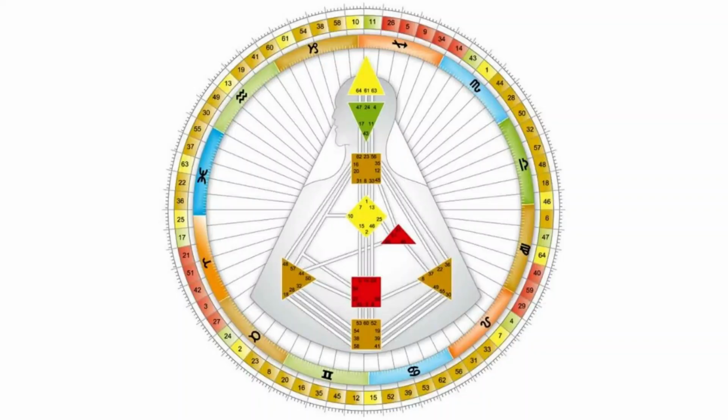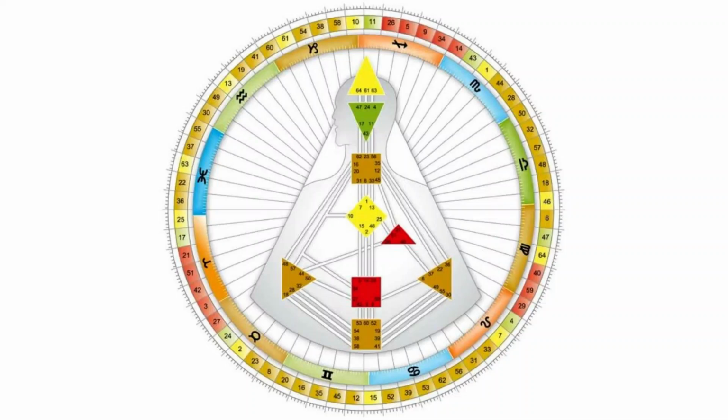Gate 63. Doubt. After completion. Location, Head Center. Channel 63-4, the channel of logic. Circuit, the collective understanding circuit, logic process. Theme, the gate of doubt, the pressure to question and verify patterns. Not-self distortion: chronic skepticism, mental looping, perfectionism, mistrust of intuition, anxiety-driven analysis.